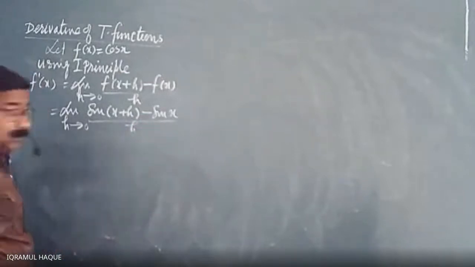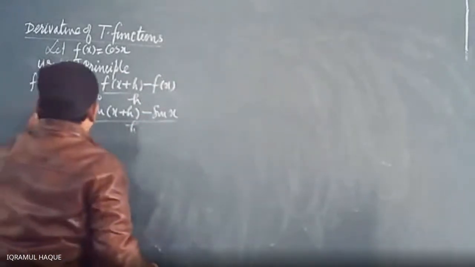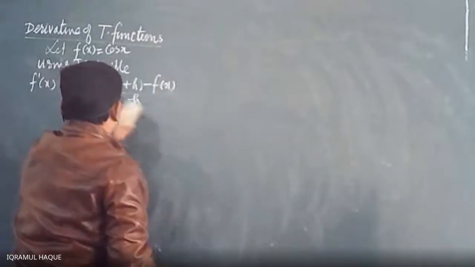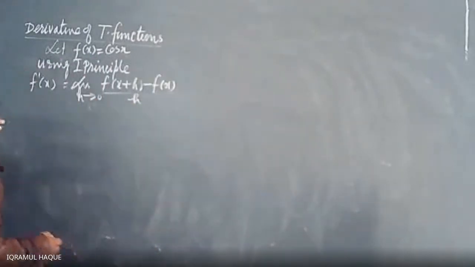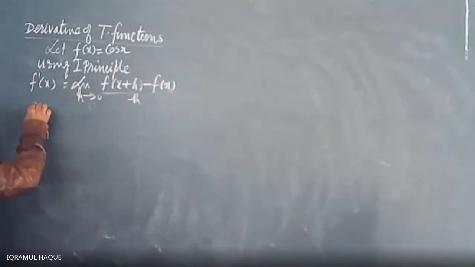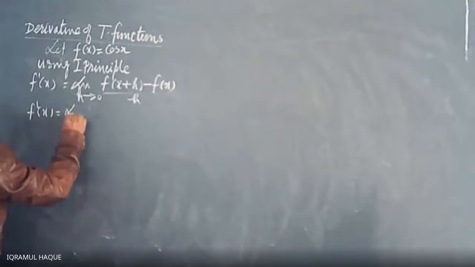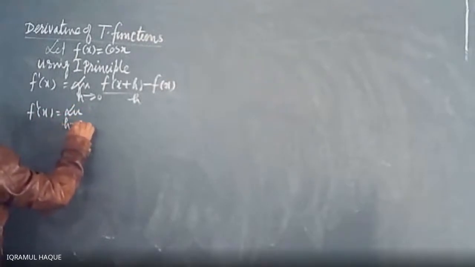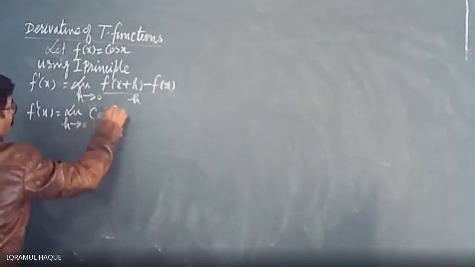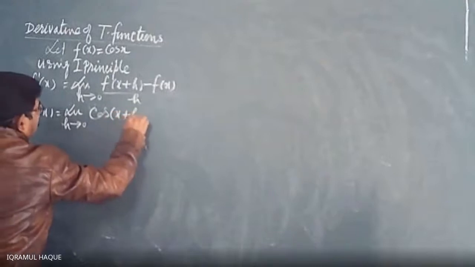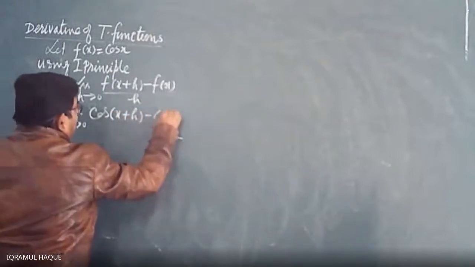We find the derivative of cos x. Same, using first principle. First principle is f'(x) is equal to limit h tends to 0, f(x+h) minus f(x) upon h. So we have f'(x) is equal to limit h tends to 0, cos(x+h) minus cos x.